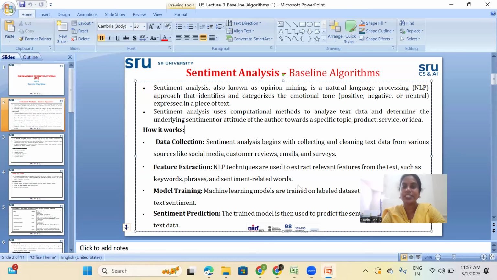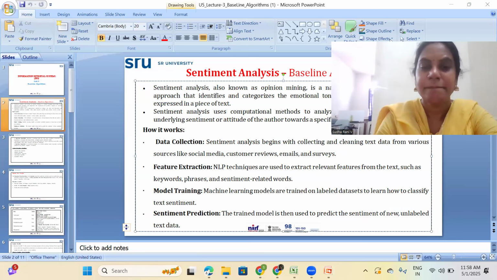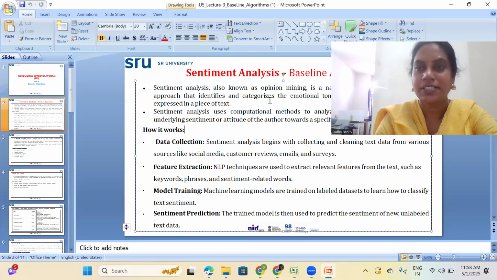After the data collection, NLP techniques are used to extract relevant features from the text, such as keywords, phrases, and sentiment-related words. Next, model training. Machine learning models are trained on labeled datasets to learn how to classify text sentiment. Prediction: the trained model is then used to predict the sentiment of new and unlabeled data. So here is the small explanation regarding sentiment analysis and the baseline algorithms. Hope you all understand. Thank you.